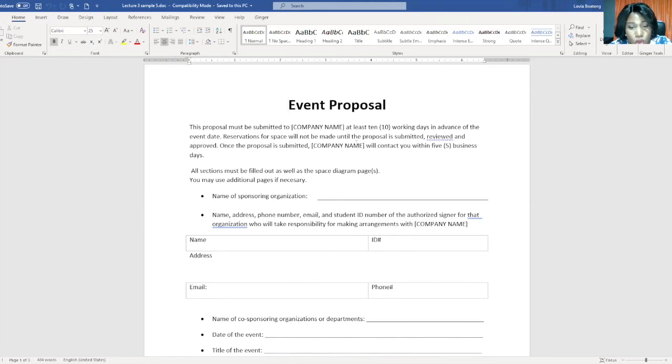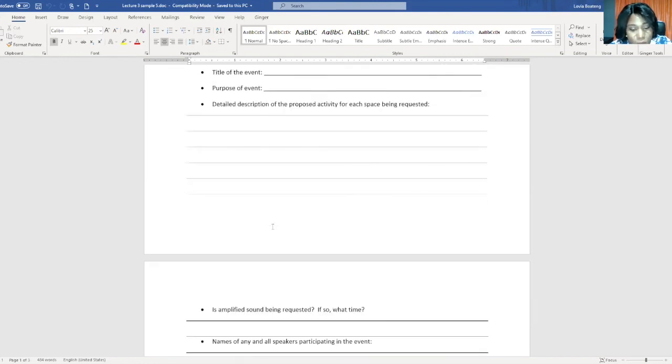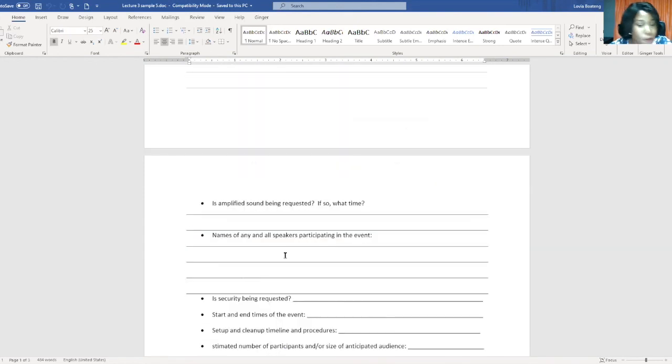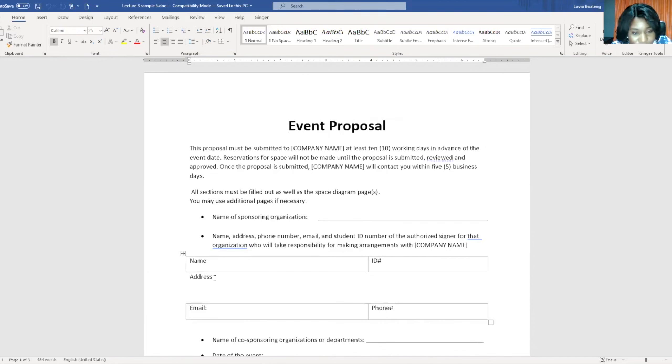Reservations for space will not be made until the proposal is submitted, reviewed, and approved. Once the proposal is submitted, so and so will contact you within 5 business days. All sections must be filled out as well as the space diagram pages. You may use additional pages if necessary. So this is their basic template that they have given you, but you can add additional pages if you feel you have more to write.